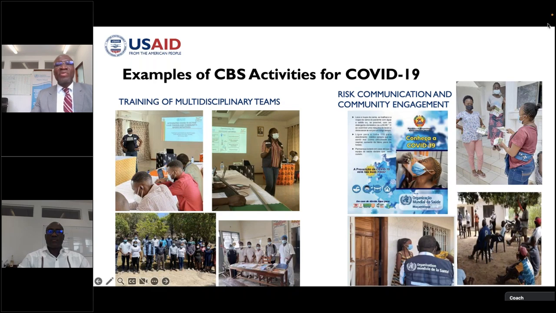So I'll end this presentation with some examples, basically some images from the communities. Most of them are focused on COVID-19 activities, but the strategy is really that detection can also happen for many other conditions when we are doing activities around certain pathogens. So for example, risk communication engagements with communities, as you can see, also provide an opportunity to see things that are happening, test, and come up with some other results. So those are really important. Next, please.